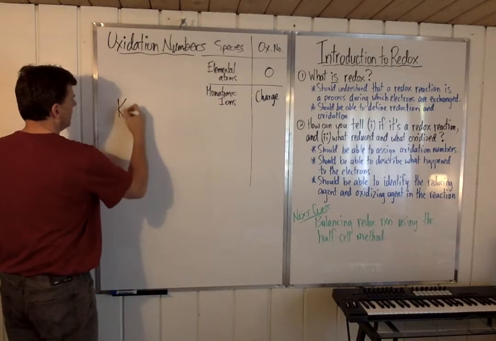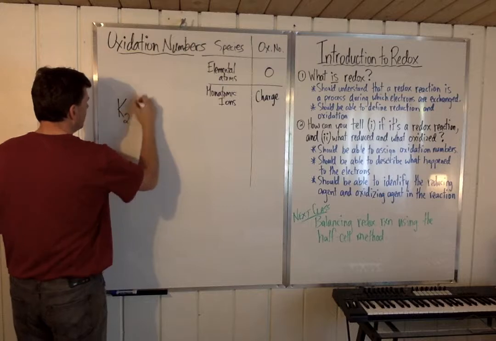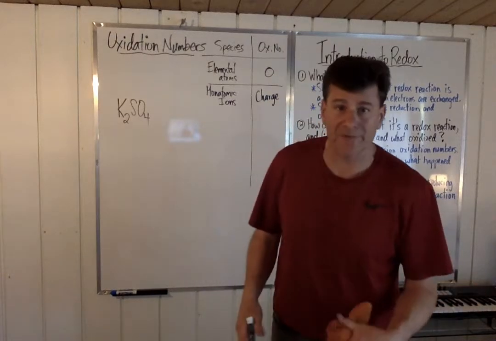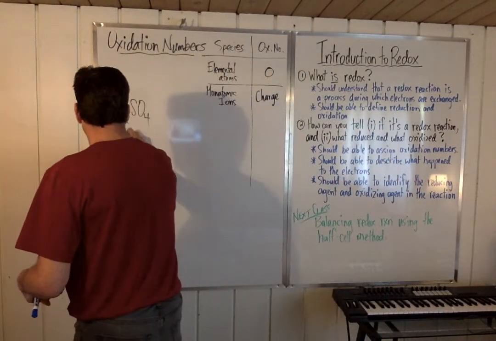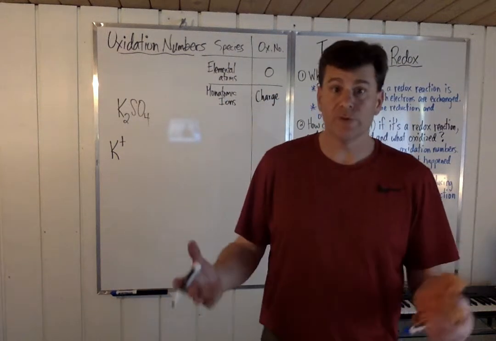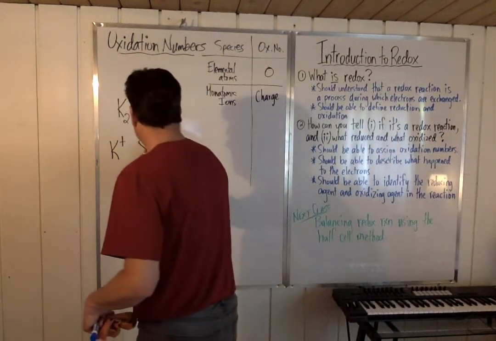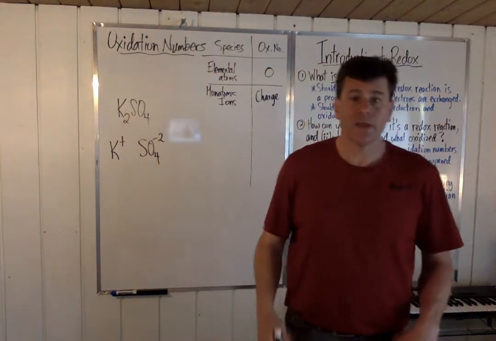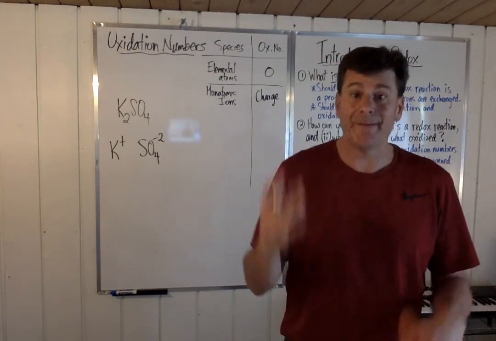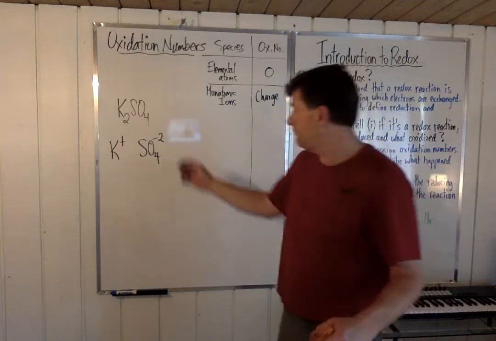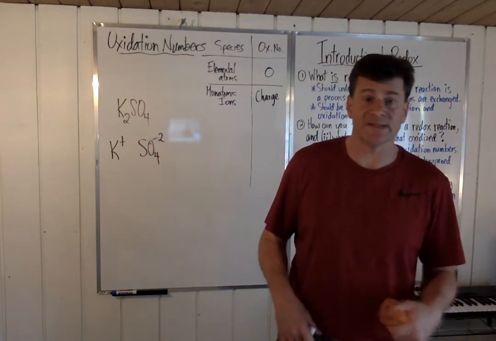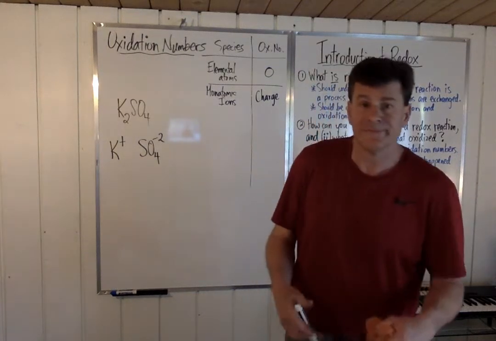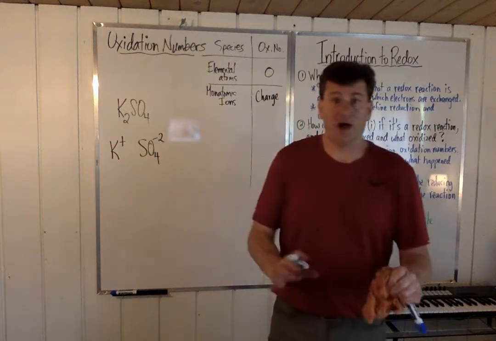What if you had K2SO4? Well, K2SO4 is an ionic compound. It is made out of K+ ions, and you've got 2 of them because of the subscript. And then it's made with a polyatomic ion of SO4-2. Well, SO4-2 is not a monatomic ion. It's a polyatomic ion. It has more than one type of atom in there. It's sulfur and oxygens all smushed together to give an overall charge of -2. So the oxidation number of the sulfate is not -2.